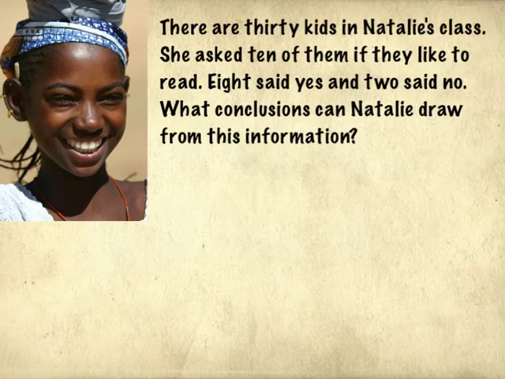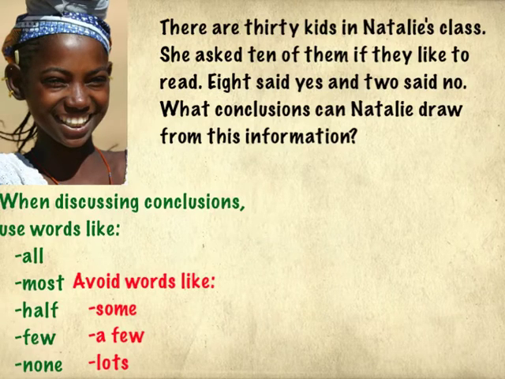So there are 30 kids in Natalie's class. She asked 10 of them if they liked to read. 8 said yes and 2 said no. What conclusions can Natalie draw from this information? When you're drawing a conclusion, you want to use words like all, most, half, few, or none, and avoid words like some or lots.